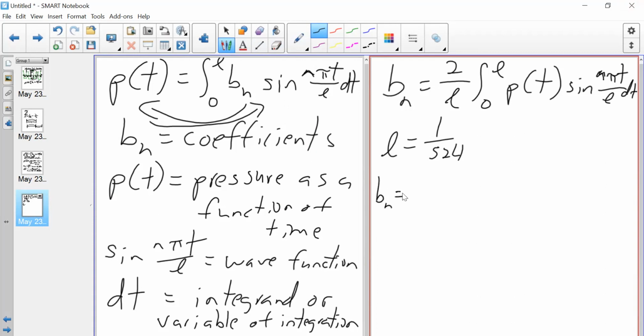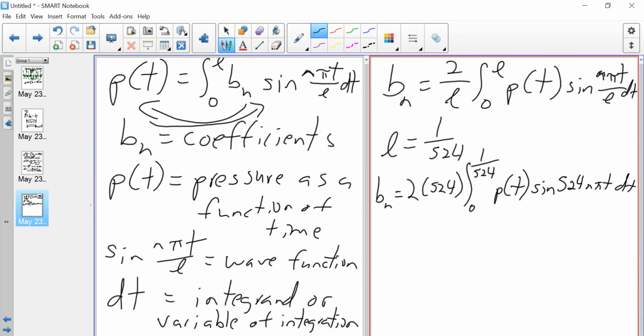So 2 times 5/24, 0 to 1 over 5/24. And P of t is arbitrary, we can actually just throw it out. We understand it's going to be there, so it doesn't matter what it actually is. We know that it's part of the integral. Sine 5/24 n pi t dt. Now, this part, my mouse over here.